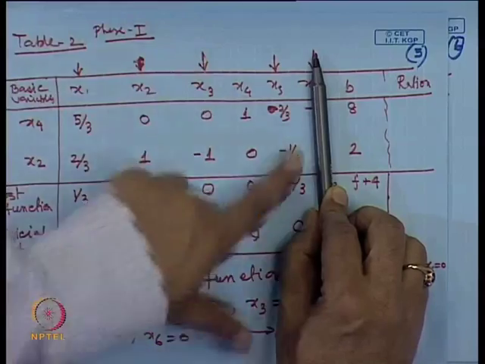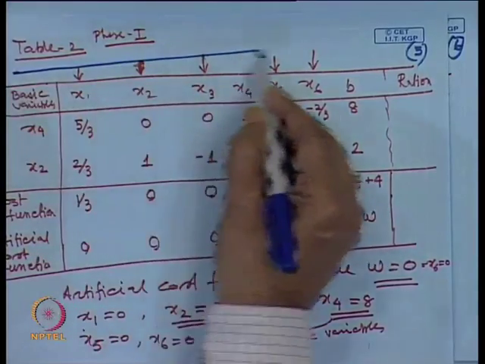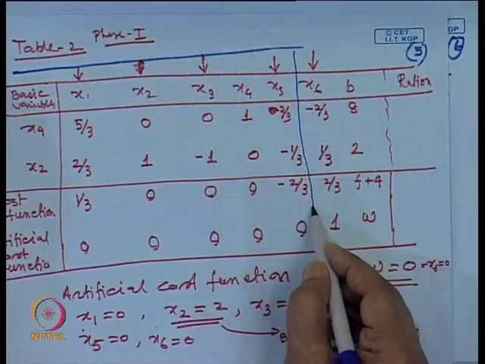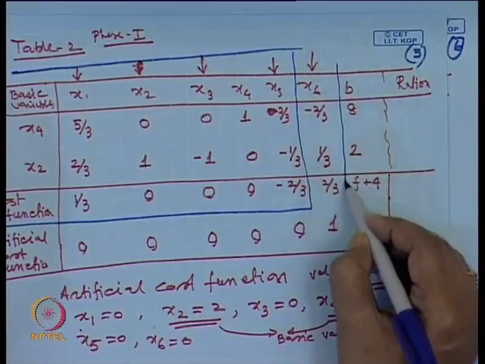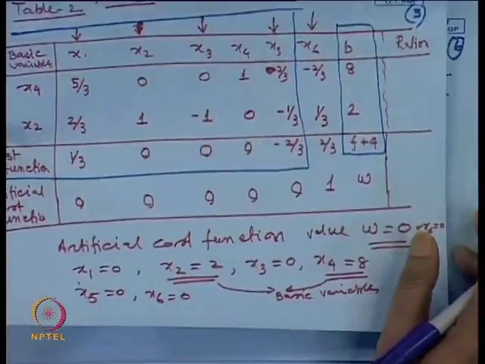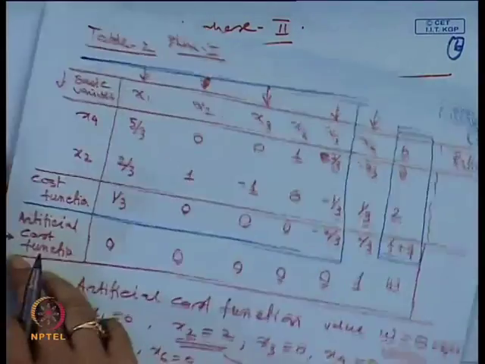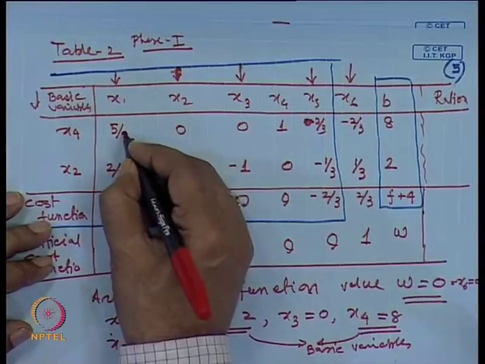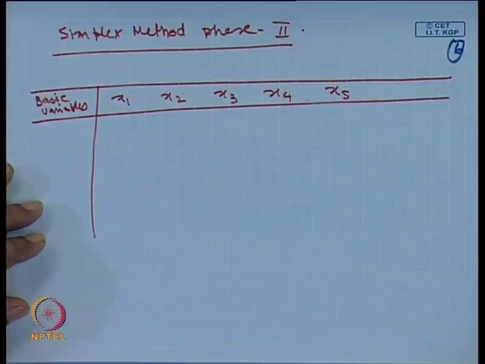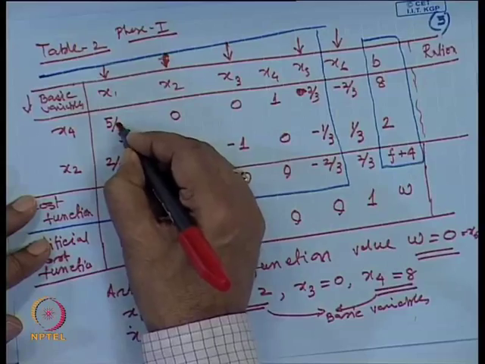Okay? Then our problem is minimizing our cost function. So, I am writing only this portion, from here up to here, okay? And including that column also, this thing I am reproducing now. So, now our 5 by 3, this is 5 by 3 now, 5 by 2, agree? So, this is 5 by 3.